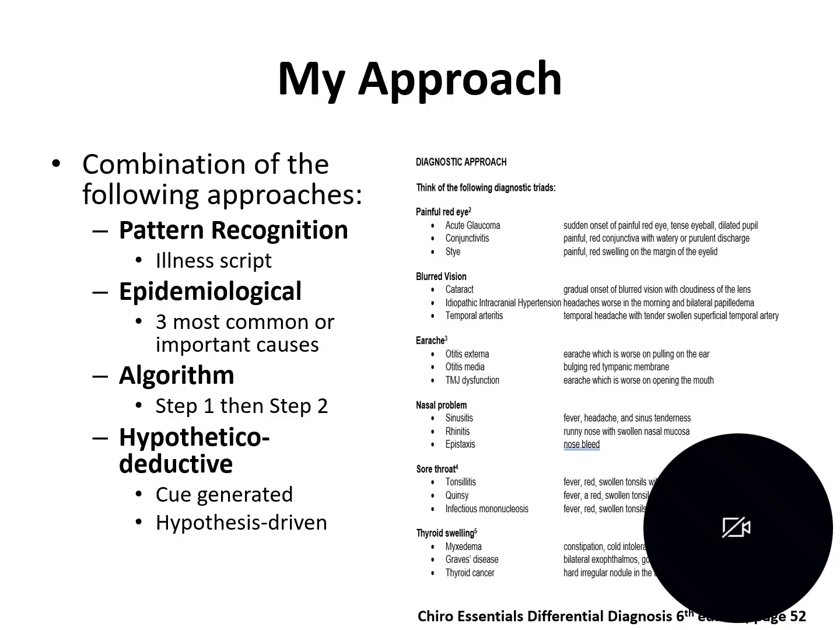We're going to focus on the 3 most common or important causes for each of those diagnostic triads. This is the epidemiological approach. We're using a focus on what's common or important rather than a list of 25 causes of eye pain. We're also going to use the algorithmic approach. You can see from the chart on the right, which is taken out of differential diagnosis to do specifically with eye, ear, nose, and throat problems.